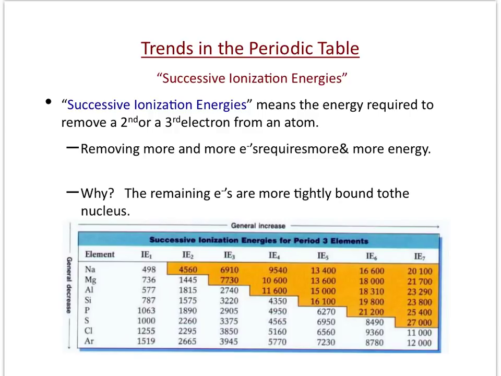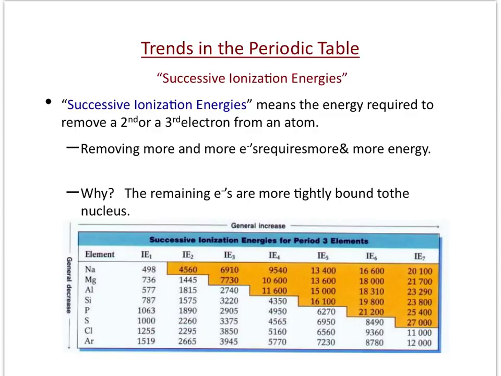What you need to know is that removing more and more electrons requires more and more energy, so the cost is going to get pretty high. The remaining electrons are more tightly bound to the nucleus every time you take an electron away, and that means there's a tighter hold to the nucleus, which requires an extra amount of energy.